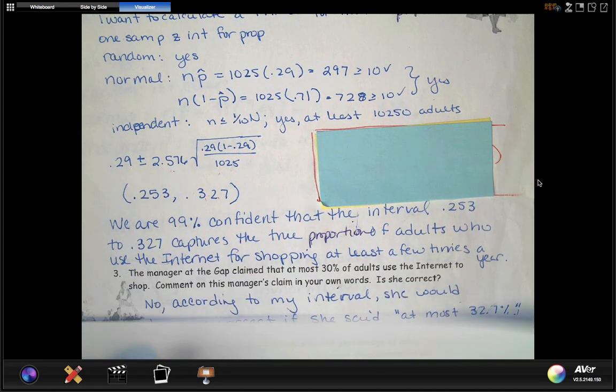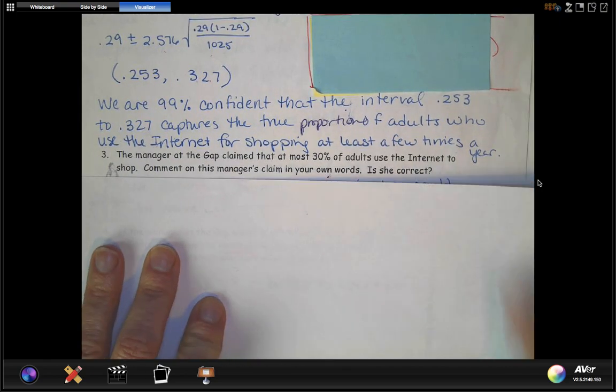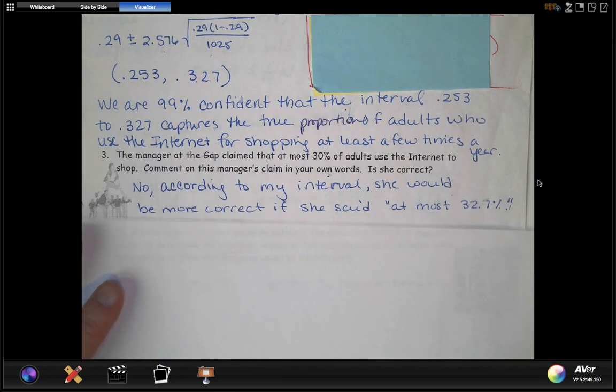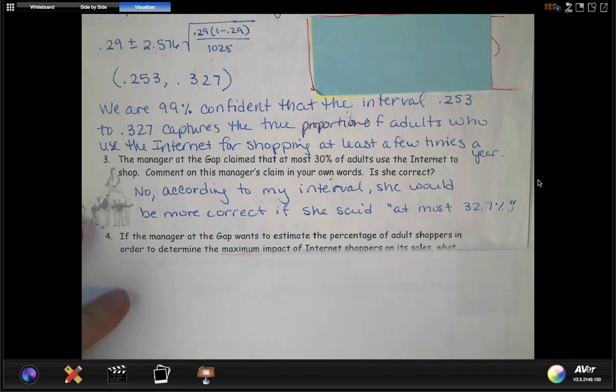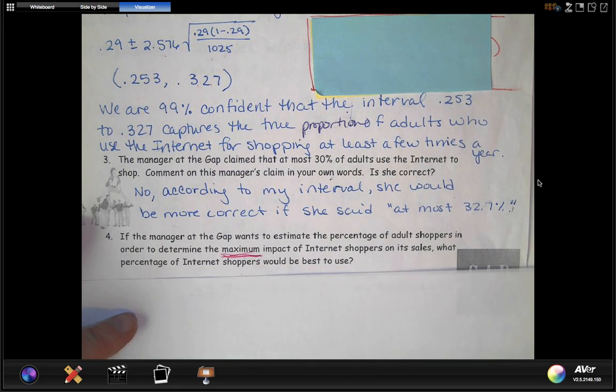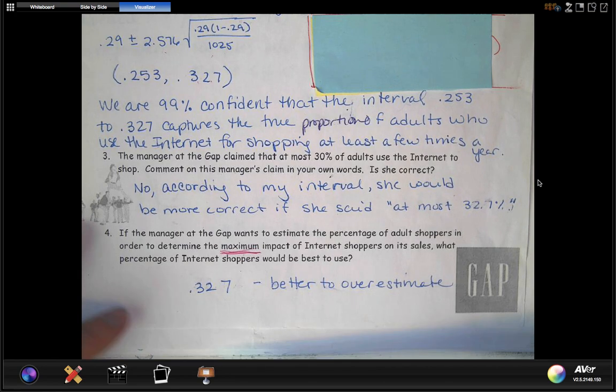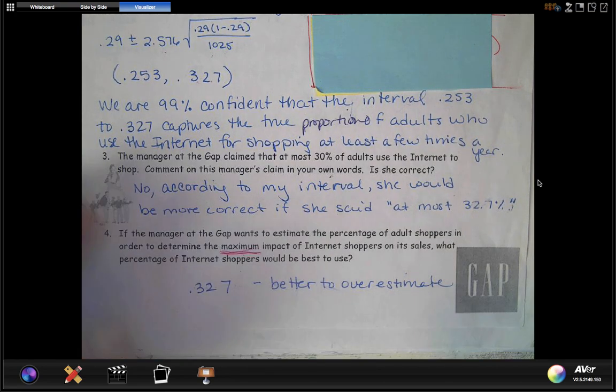Okay. Alright, she said that at most 30% of adults use the internet for shopping. Is she correct? No, it's at most 32.7%. If she wants to estimate the percentage to determine the maximum impact, she would use that upper number. She's better off overestimating than underestimating, people.